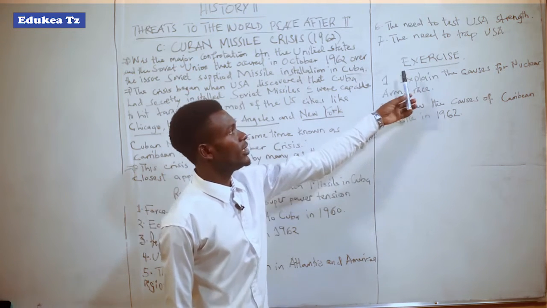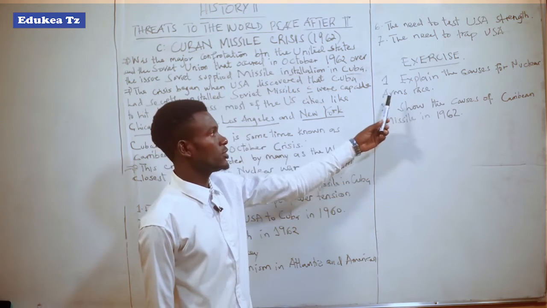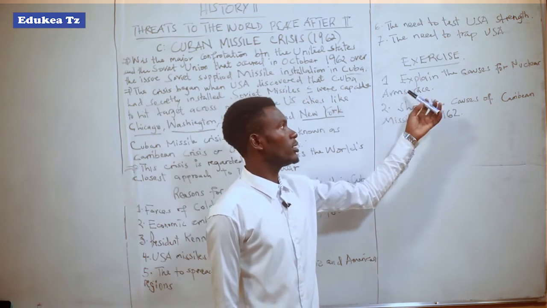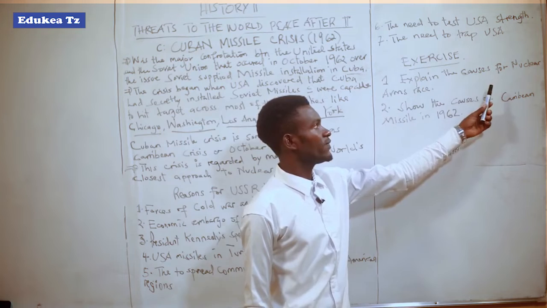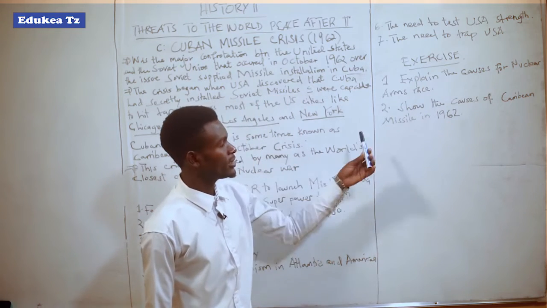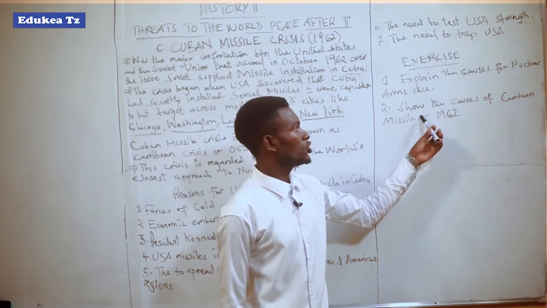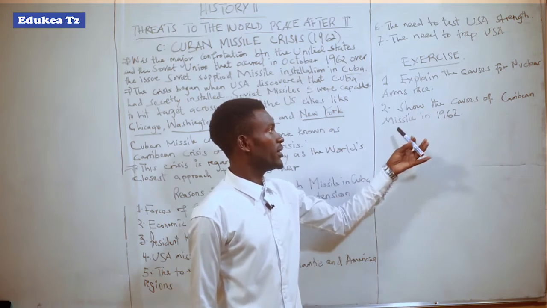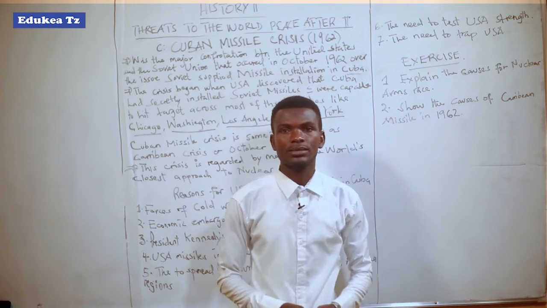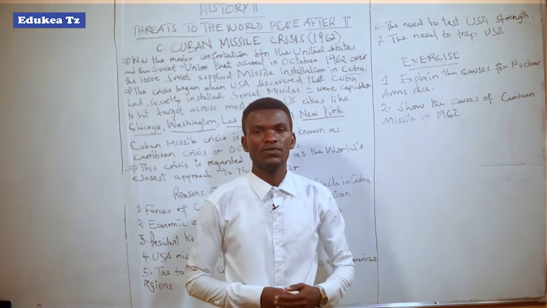After that, there is an exercise here with two questions. The first one is to explain the causes of the nuclear arms race, and the second one is to show the causes of the Caribbean missile crisis in 1962. Up to there, this is the end of our lesson.